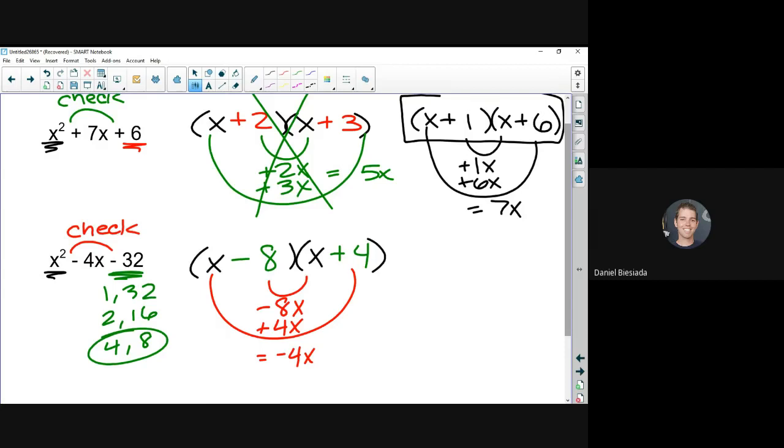Which is what I wanted to get from the original problem. Based on that, x minus 8 times x plus 4 is the correct factorization for this problem. So again, start at the front end, try something from the back end, and double check to make sure that you've done it correctly. And you should be fine. Remember, sometimes this will take more than one attempt.